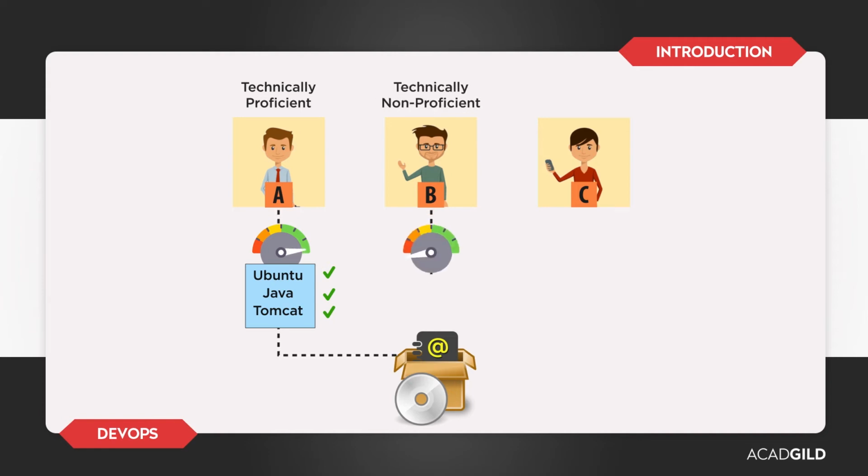B is not so proficient technically. He has some idea of the requirements of the product, but is not fully confident that he can configure his machine in order to meet the product's requirements. He is hesitant to buy the product.